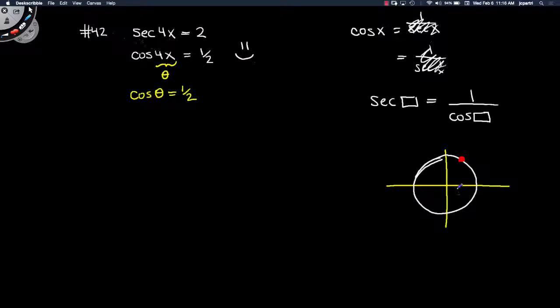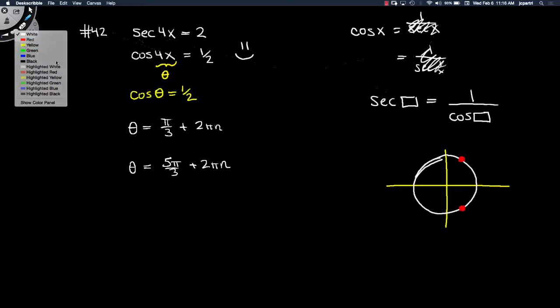And pi over 3 and 5 pi over 3. Thank you, Kelsey. So that means that theta equals pi over 3 plus 2 pi n, and theta equals 5 pi over 3 plus 2 pi n. But we're not done.